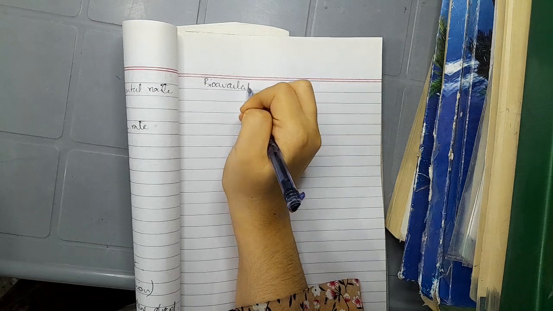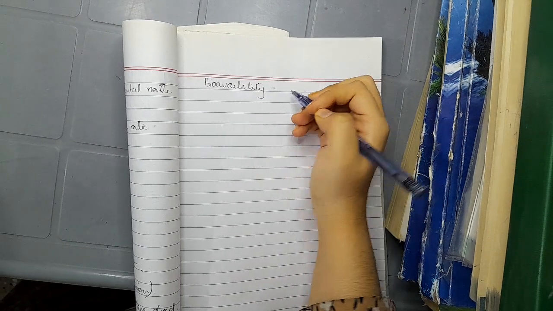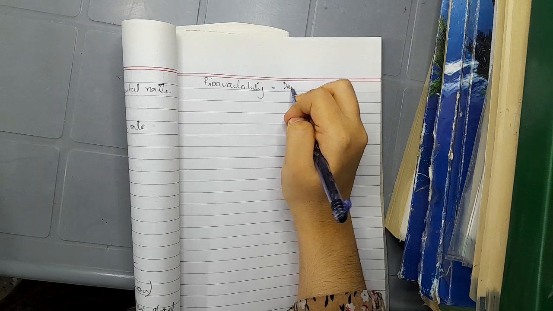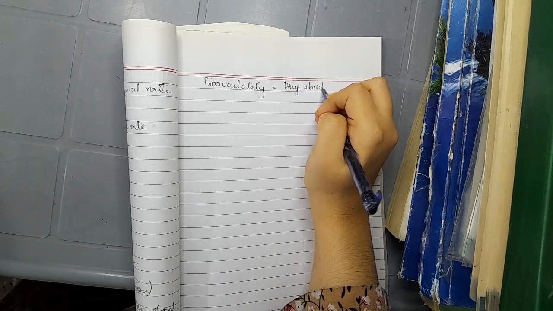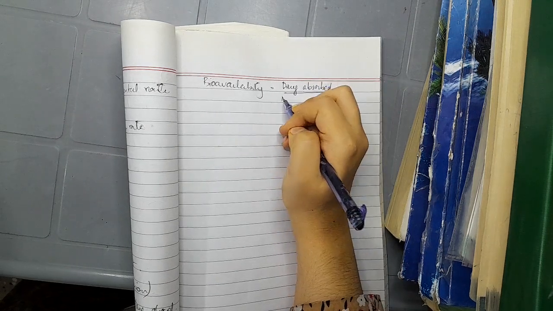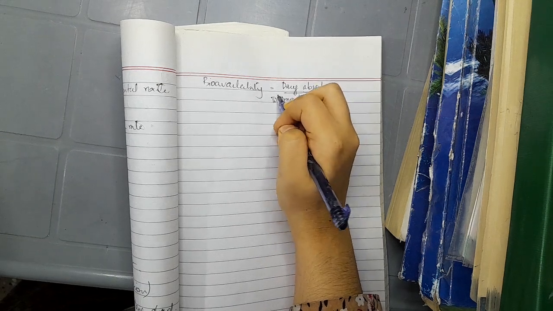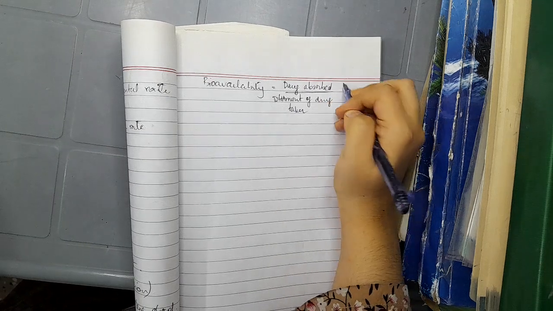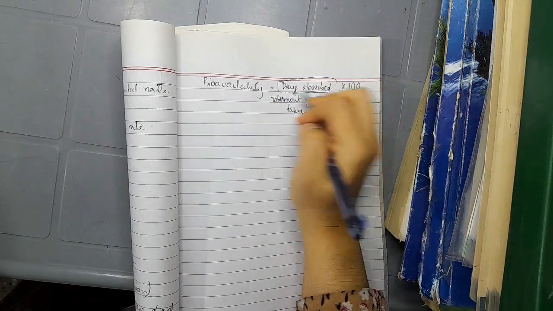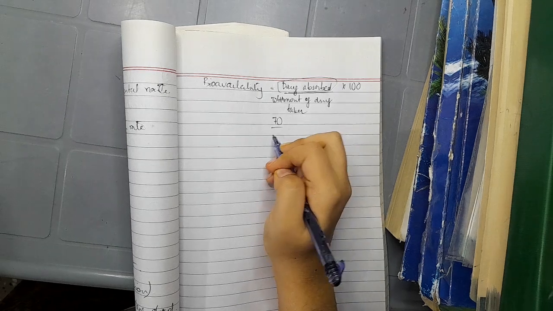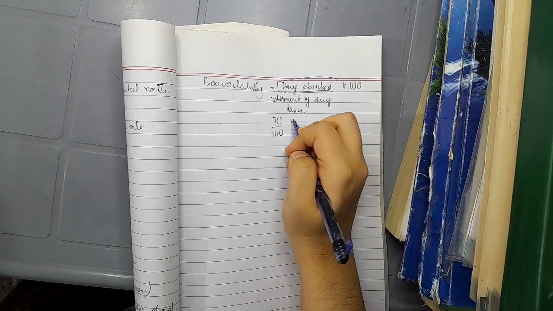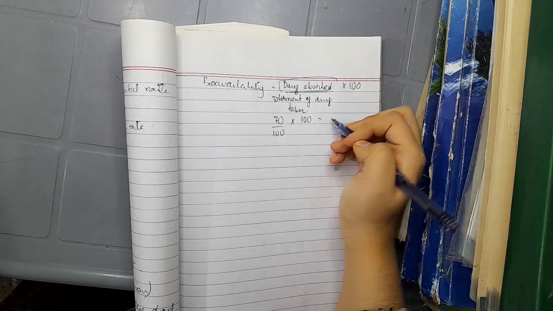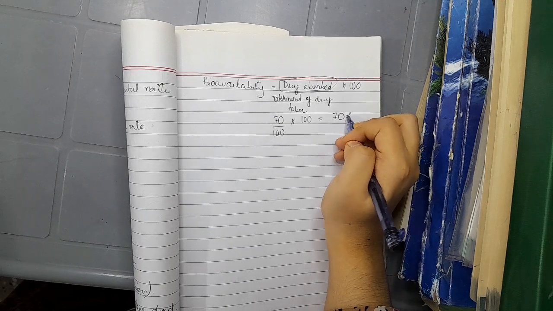Bioavailability is the percentage. It is the amount of drug absorbed upon the total amount of drug taken, multiplied by 100. So if the drug absorbed is 70 and the total amount of drug taken is 100, and we multiply by 100 to get a percentage, 70% of the drug is absorbed, so the bioavailability is 70% or 0.7.